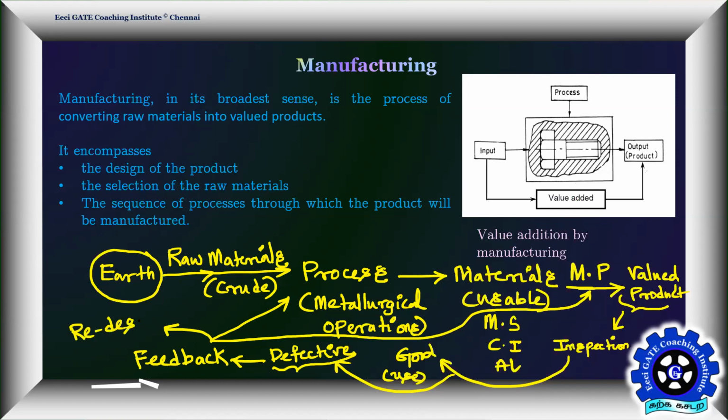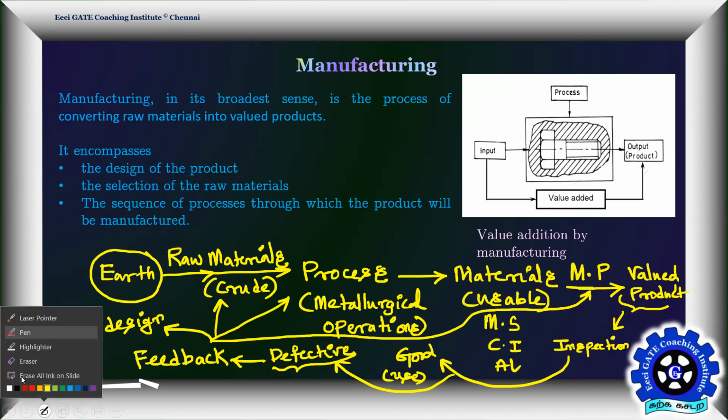redesign. So you can do the redesigns, because it might happen that your design itself is wrong, or your design itself is having some problems in it. So it's a closed loop thing, right? You started somewhere here. Let's say you started with raw materials. So it's a closed loop. You can start from raw material.